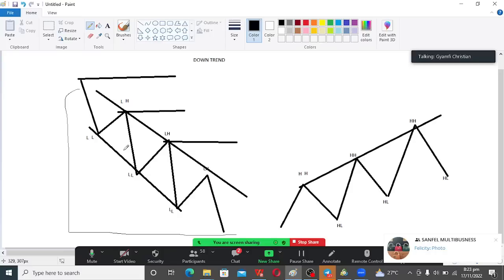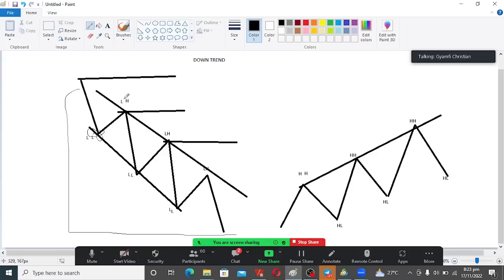And anytime we are in a downtrend, we expect the new low, or the new lower low, to be lower than the previous lower low. So let's assume this is the first lower low we had. And then if we want to confirm that the market is still in a downtrend, it means that the next lower low that is supposed to form should be lower than the previous one. So as we can see here, even though they are all lows, this low is lower than this previous low. And then this low is also lower than this. That's the reason why we call them lower lows.